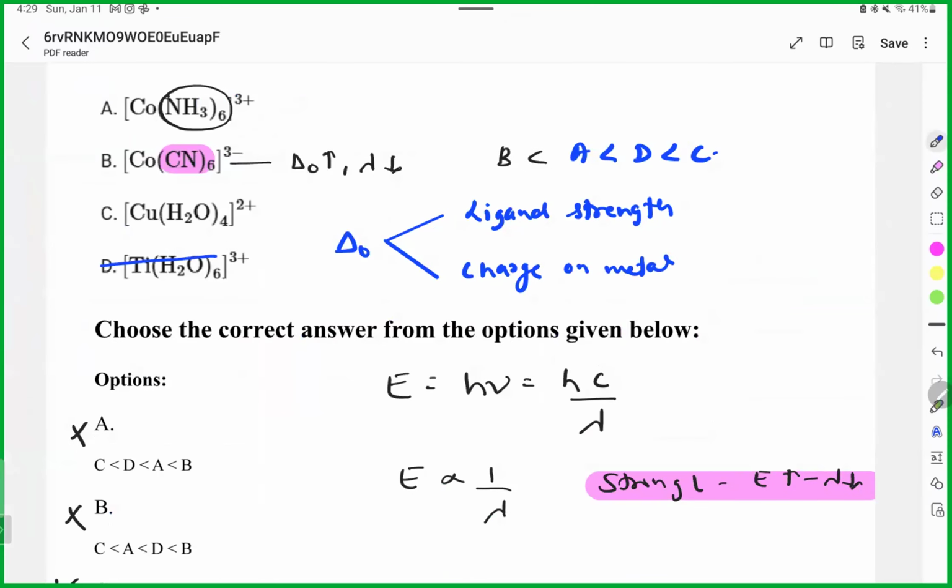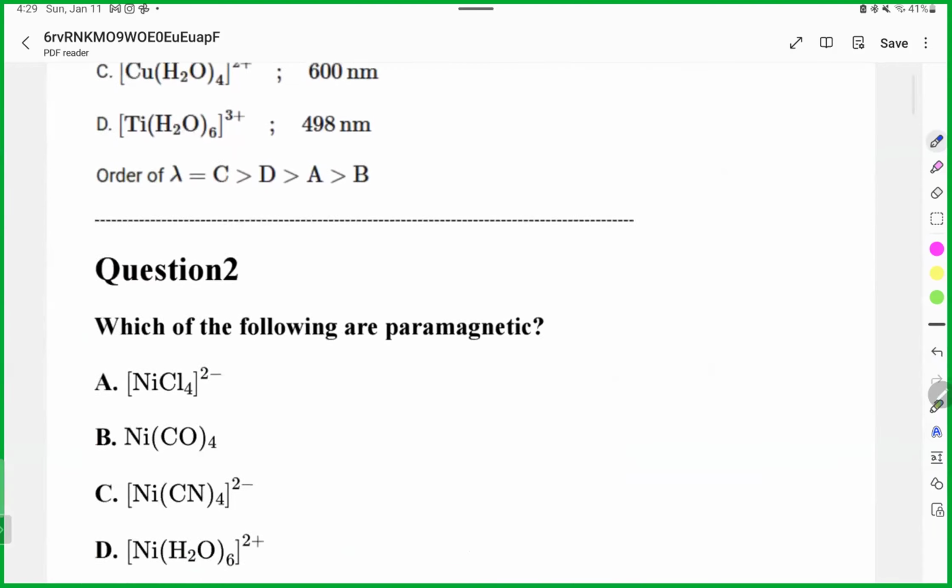So here in D, you have more charge, more energy. Charge more, energy more, wavelength will be less. It's just purely based on the ligand and charge. We are not bothered about the element.